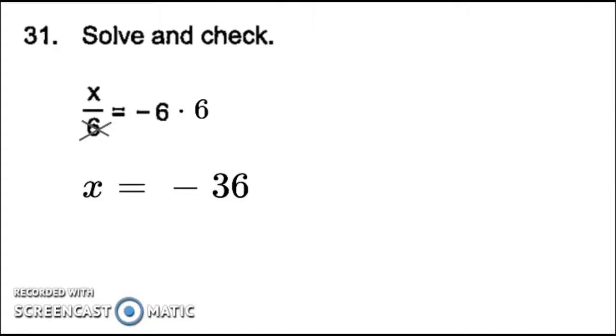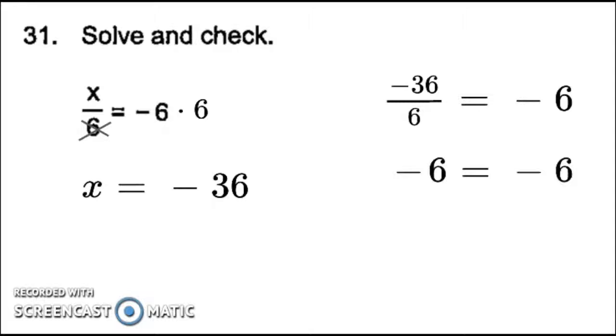Now let's check it. So we're going to substitute in negative 36 for x, so negative 36 over 6 set equal to negative 6. Negative 6 is what negative 36 divided by 6 equals, so negative 6 does equal negative 6, so this does check. So that is number 31. Let's go on to number 33.